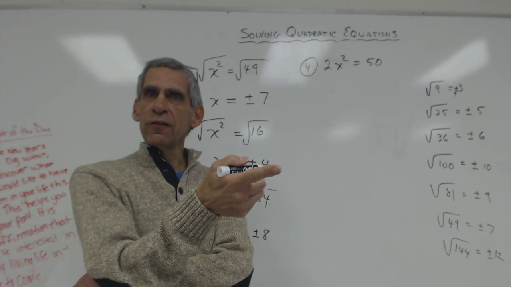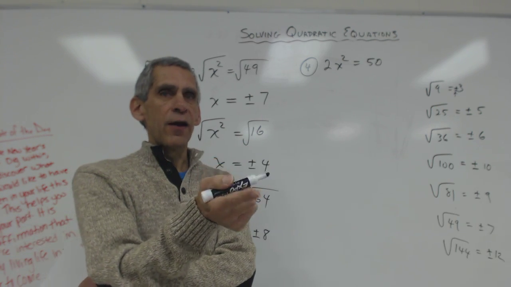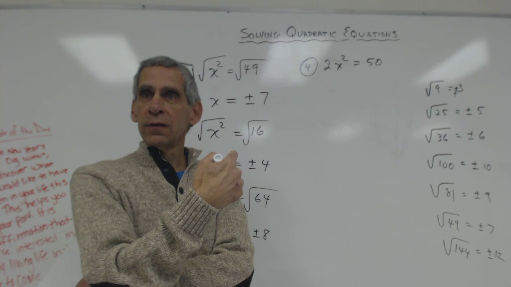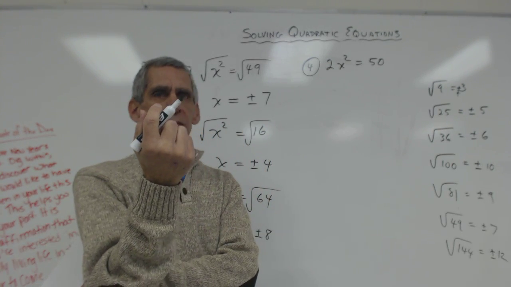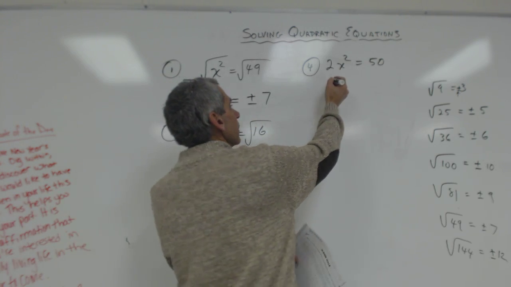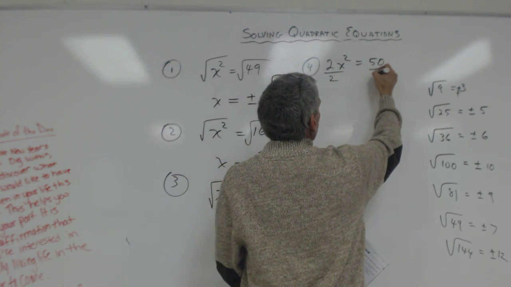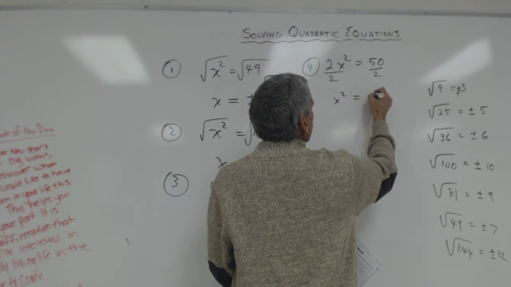There is a coefficient in front of the x squared, right? I don't want that coefficient there. I want to say x squared equals 25. Okay, so that's going to be divide by 2. I got x squared is equal to 25.